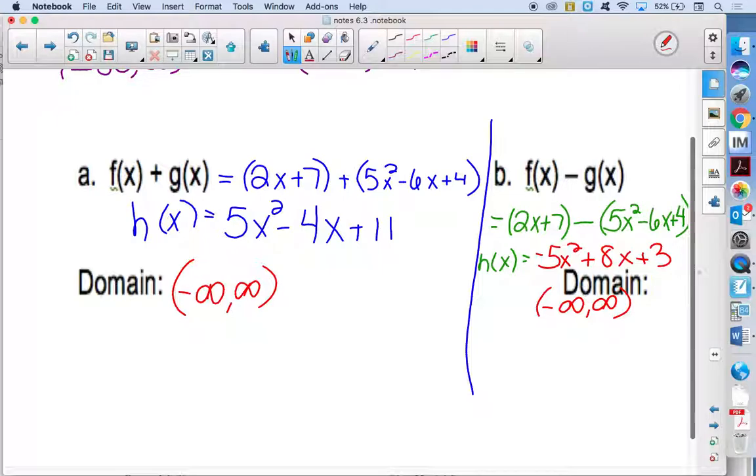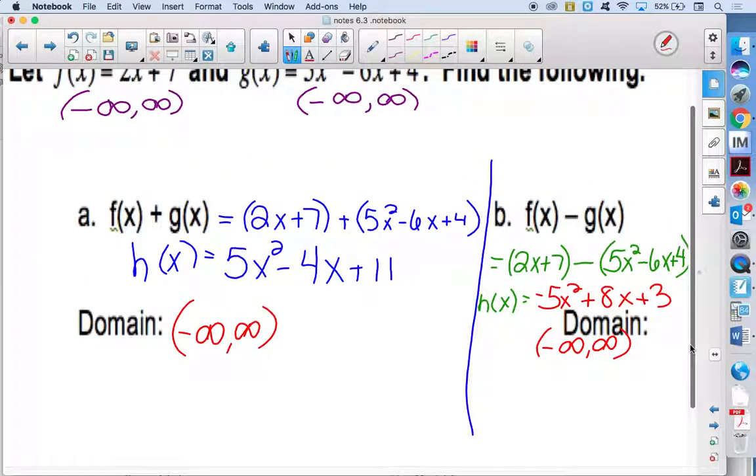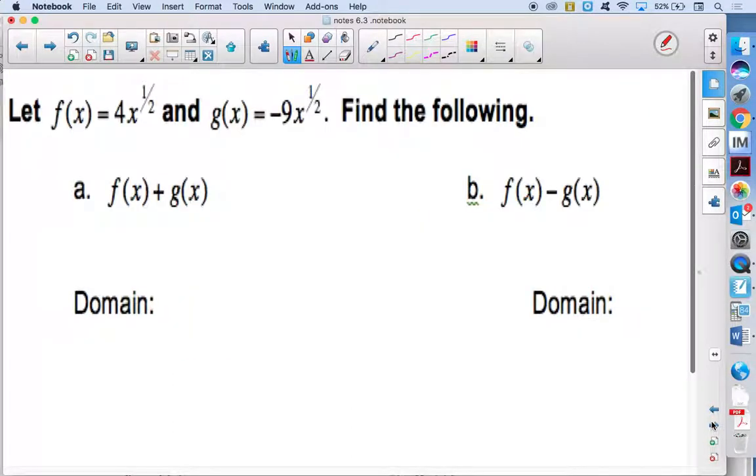Alright, so the second group of problems, now we have some rational exponents. So we have 4x to the 1/2, negative 9x to the 1/2. And again, you're asking us to add and subtract. So before you go to the adding and subtracting, look at each function that they're giving you and think about the domain. How do you actually write x to the 1/2? Like, what does that really mean? What type of equation? Square root of x. Nice.